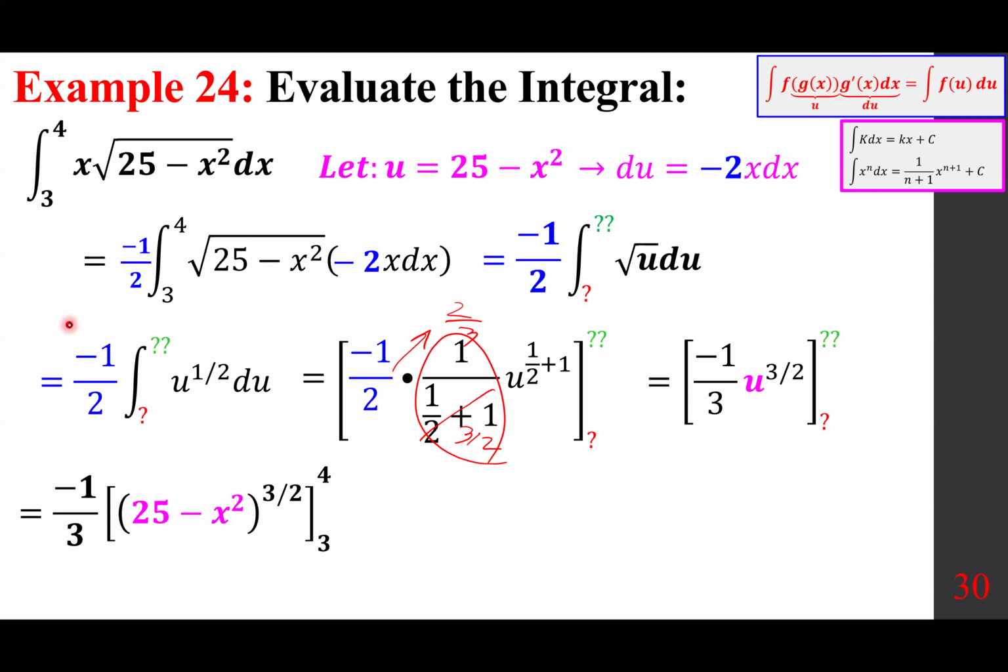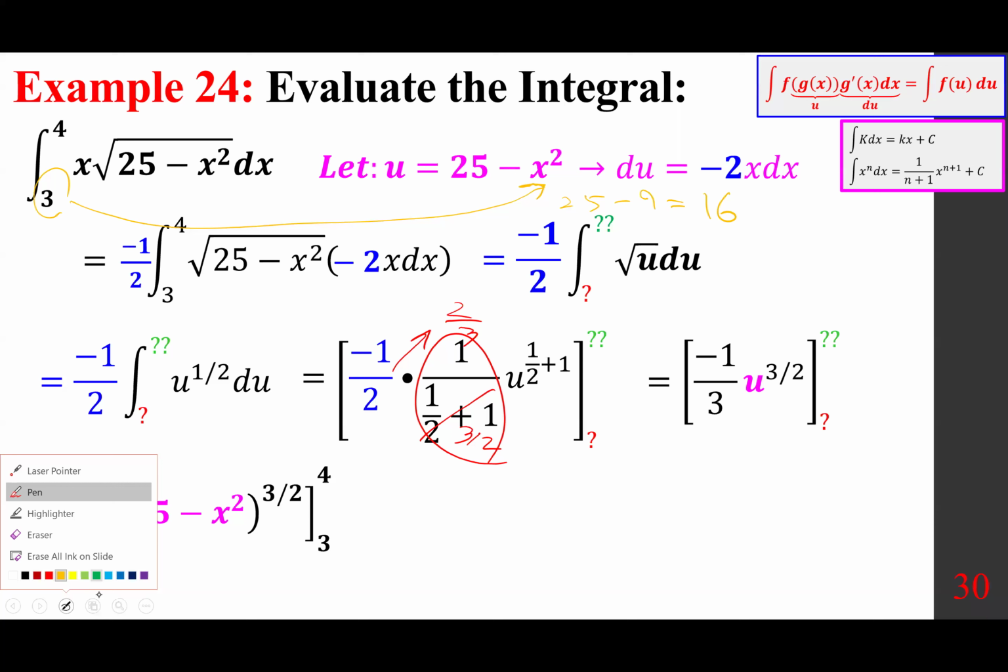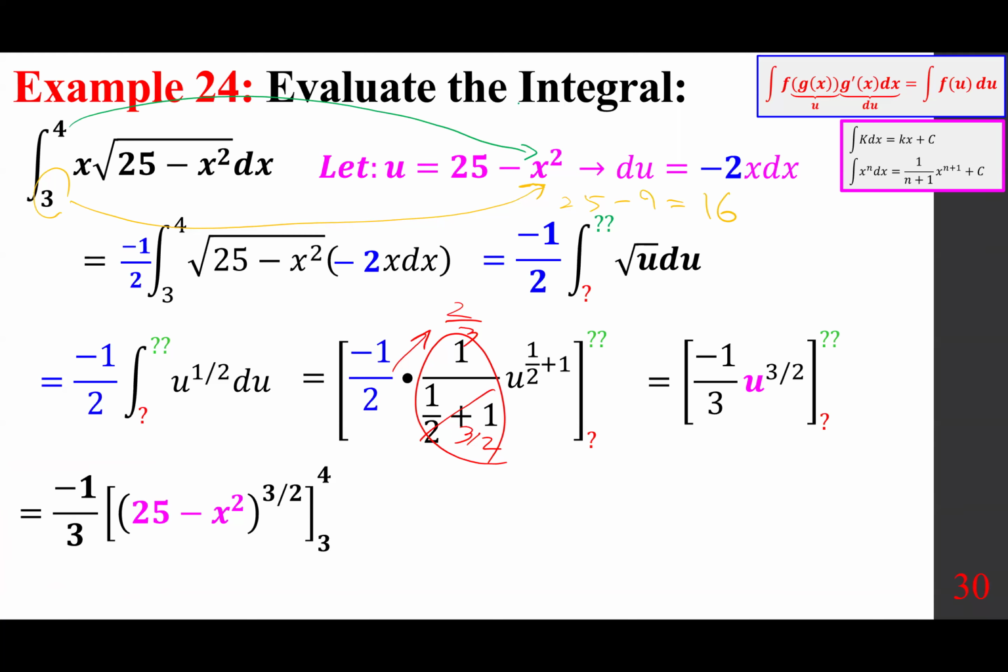However, what are the new limits? If I want to come up with the new limits, if I put 3 here, I get 9. 25 minus 9 is the lower limit 16. If I put 4 here, I get 16. 25 minus 16, the upper limit is 9. And that's what we are going to use.